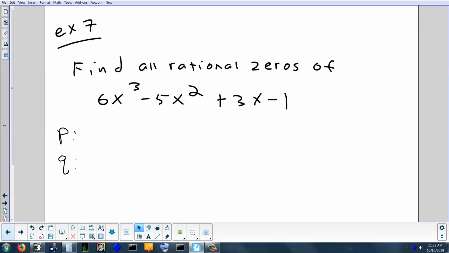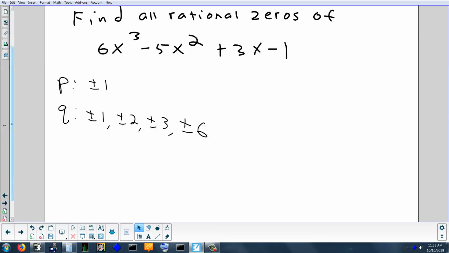What are the factors of P here? Plus or minus 1. Yeah, so that's nice. Not too many options there. What are the factors of Q? Plus or minus 6, plus or minus 1, plus or minus 2, plus or minus 3. You don't have to write them in order, I just like to. So now, to figure out all your P over Q, there's only one P, so it's 1 over each of those numbers.